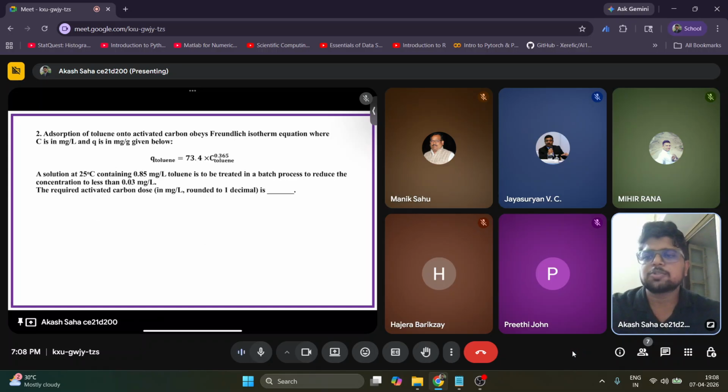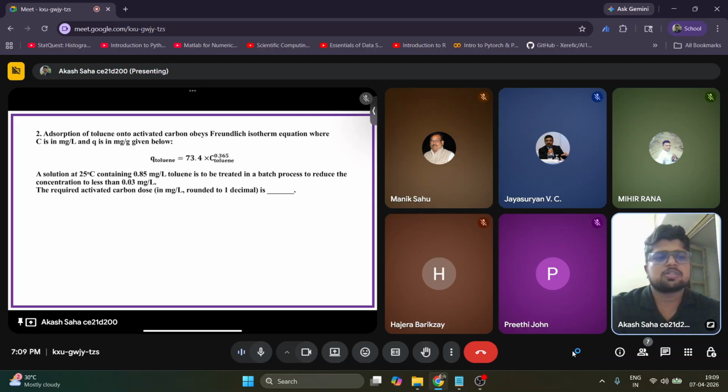Moving on to the next problem. It says that adsorption of toluene onto activated carbon obeys the Freundlich isotherm equation, where C, that is the concentration, is in milligram per liter and Q is in milligram per gram, given below. So we have the relation there. A solution at 25 degrees Celsius contains 0.85 milligram per liter of toluene and is to be treated in a batch process to reduce the concentration to less than 0.03 milligram per liter. The required activated carbon dose in milligram per liter is.